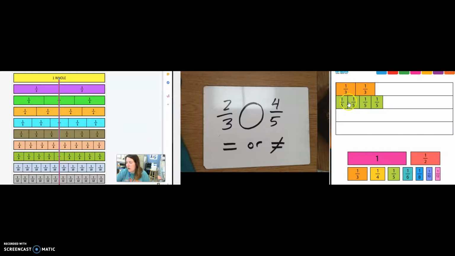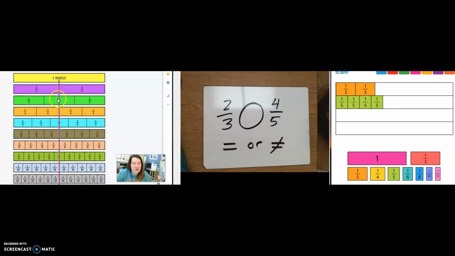Make sure you put them on separate rows right on top of each other, because if I put them on the same row like this, well, it's hard to tell. I mean, the green one looks bigger, but I can't really tell, maybe. So you need to stack them on top of each other like this so you can really compare the sizes.